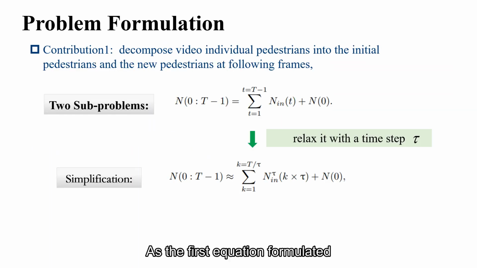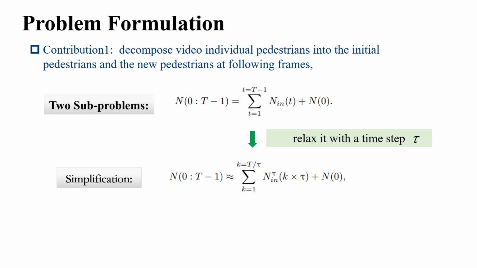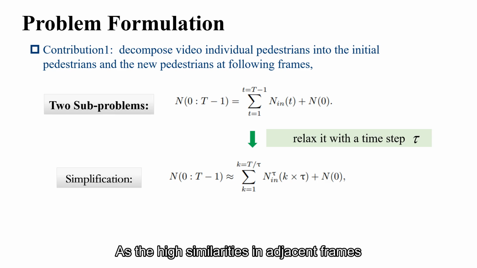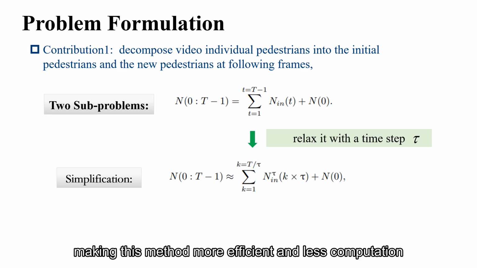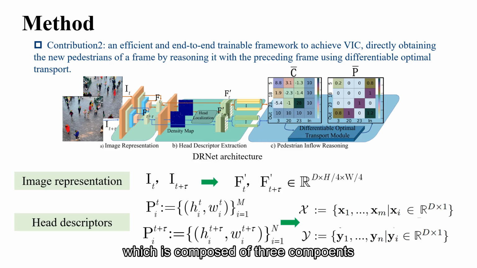As the first equation formulated, we here propose to solve the VIC from a new perspective, which decomposes all pedestrians into the initial pedestrians who existed in the first frame and the new pedestrians with separate identities in each following frame. As there are high similarities in adjacent frames, we relax it with a time step, making this method more efficient and less computation. This figure outlines the DR.VIC architecture, which is composed of three components.